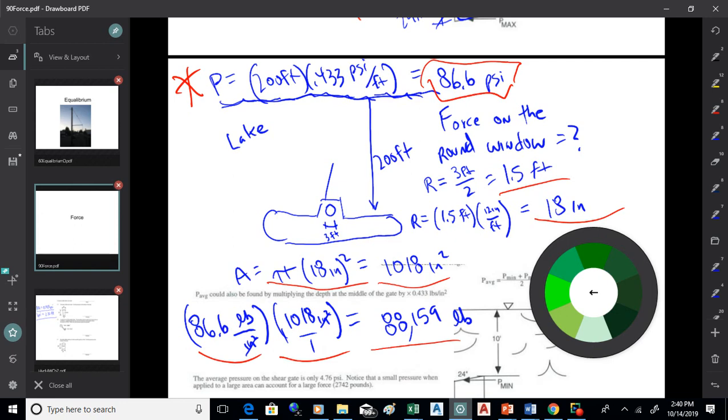All right, so when we look at the area of that window in square inches, it's quite large, and with the depth there we get quite a lot of pressure, so those two things together get a very large force on the window. Let's look at some other aspects of force here.